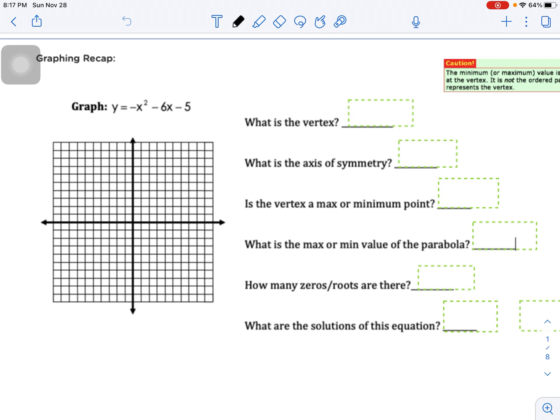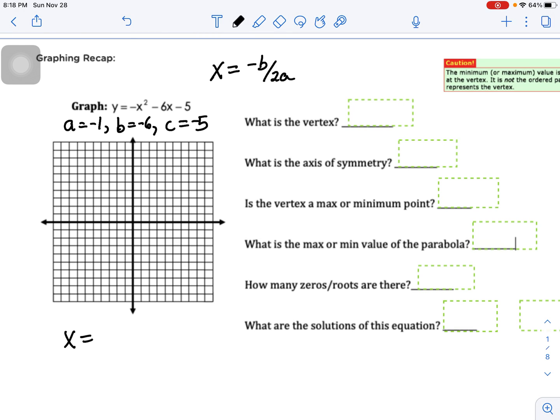When we figure out the vertex, we use the equation x equals the opposite of b over 2a, and that finds us our axis of symmetry. So in this quadratic equation, a is -1, b is -6, c is -5. To calculate the axis of symmetry, it's going to be the opposite of -6 over 2 times -1. +6 over +2 is 3. So my axis of symmetry is x equals 3.